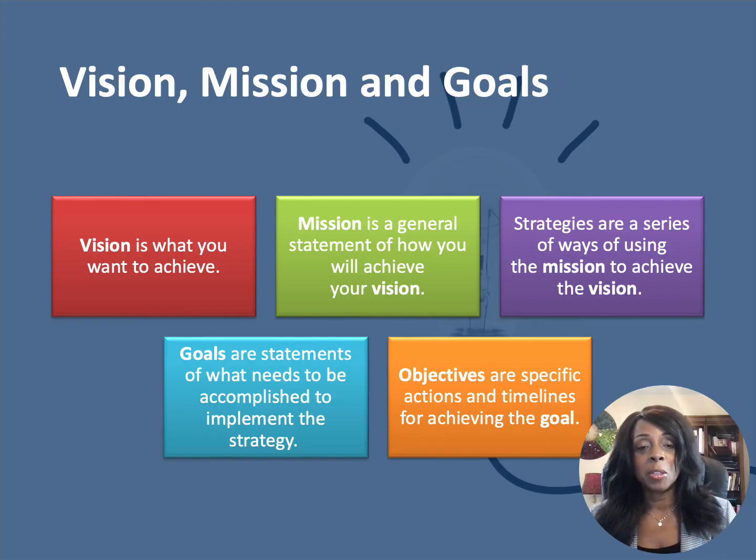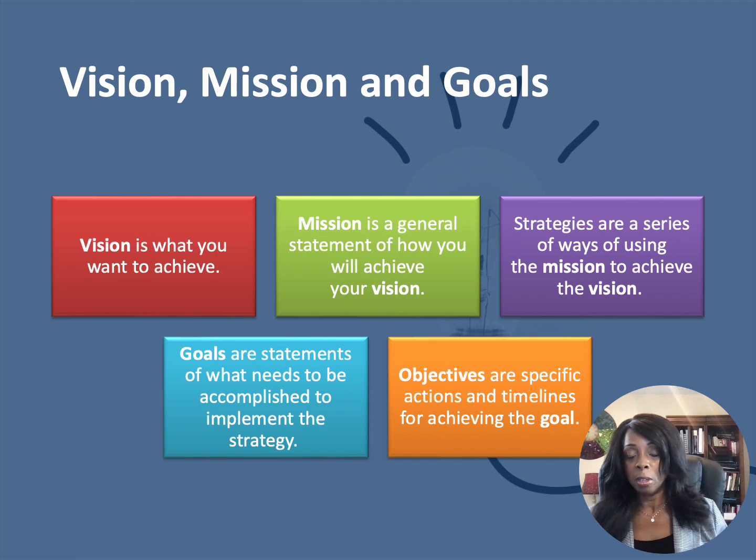In summary, to understand your vision and mission, we really need to incorporate the vision, the mission, strategies, goals, and objectives. Your vision is what you want to achieve. Your mission is a general statement of how you will achieve your vision. But then strategies come into play. Strategies are absolutely important, and strategies are a series of ways of using the mission to achieve the vision.